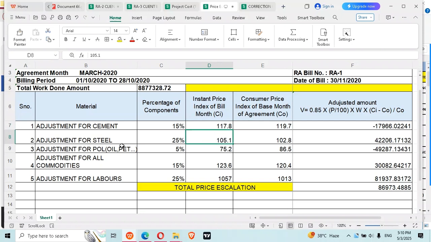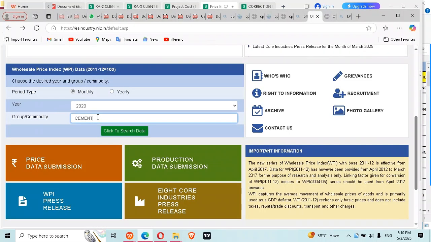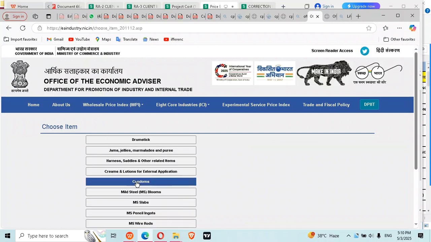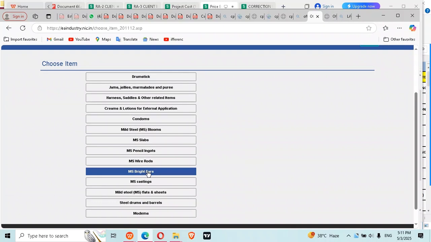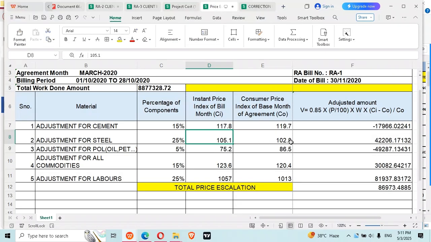Then we are coming to adjustment for steel. So what I should do? I'm coming for the steel here. So just write here what you should write for the steel, MS. Just click here. It is MS. This is we can write here, and this one MS bright bars. Just come here. If we look at the March here, we have 102.8, and this is our CO, and this is our CI. Understood? If I look here, we have written here the values.